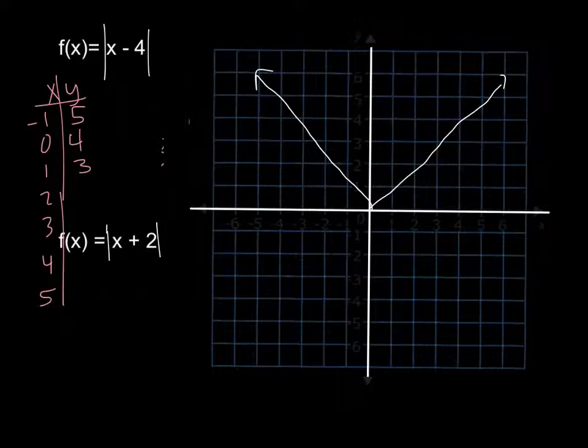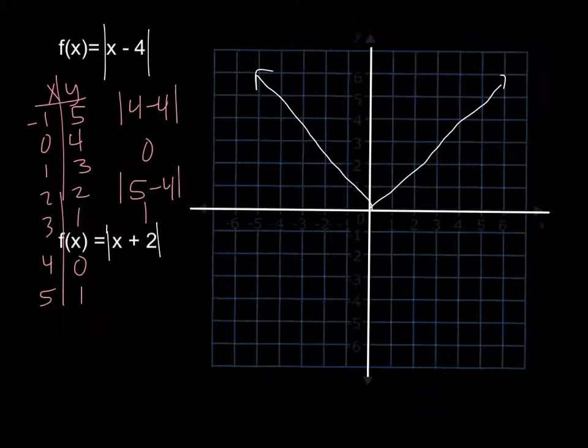And we're going to continue this process. The absolute value of 2 minus 4 is -2, so we get 2. The absolute value of 3 minus 4 is -1. The absolute value is 1. The absolute value of 4 minus 4 is 0. And the absolute value of 5 minus 4 is 1. And then we're going to graph those points. So we have -1, 5, 0, 4, 1, 3, 2, 2, 3, 1, 4, 0, and 5, 1. Now if I were to continue, I would continue to get dots like this.